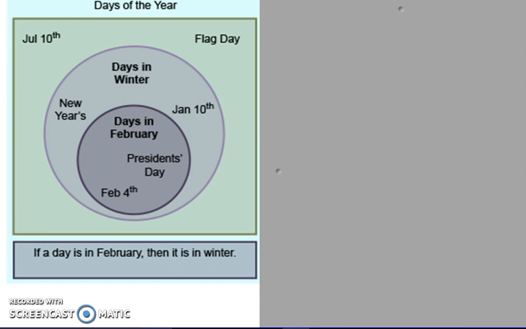What you need to keep in mind with these Venn diagrams is this little circle here, because it is completely in the larger circle, that means every day in February is a day in winter. Now, if you look, we have New Year's, we have January 10th. Those are days that are also in winter, but they are not in February. So this tells me that little circle is inside the big circle. It is always included. A conditional statement is an if-then statement. So we're going to say, if a day is in February, then it is in winter. That's going to hold true every time because every day in February is on the inside. Now, when we talk about conditionals, this is what we're calling our hypothesis, as a reminder, and this is your conclusion.